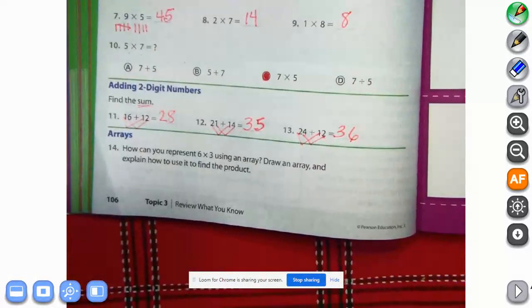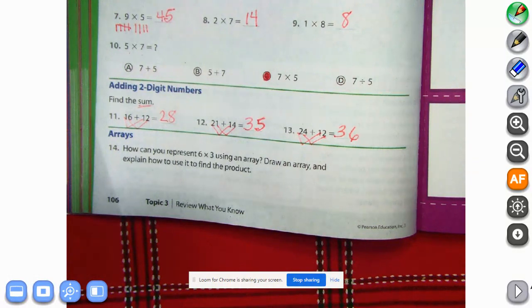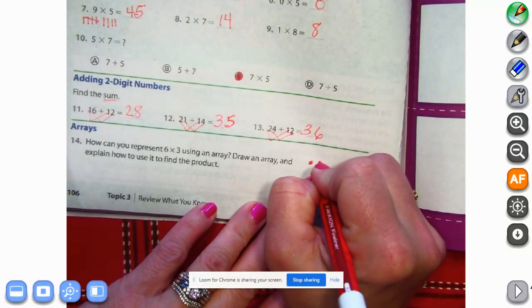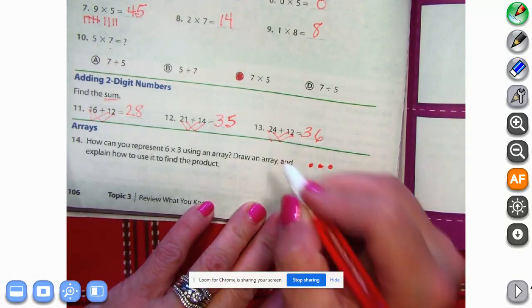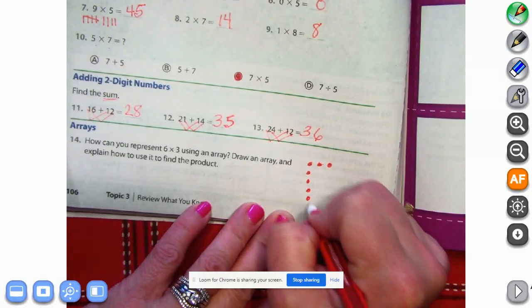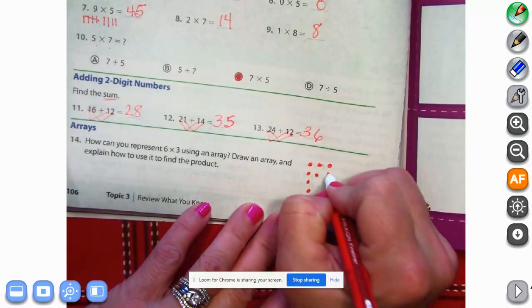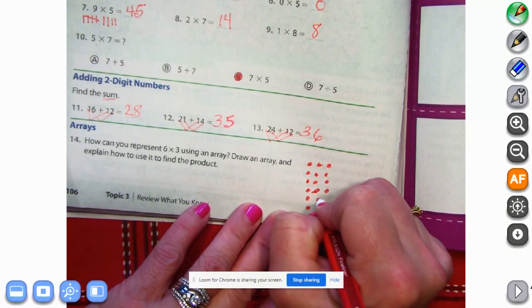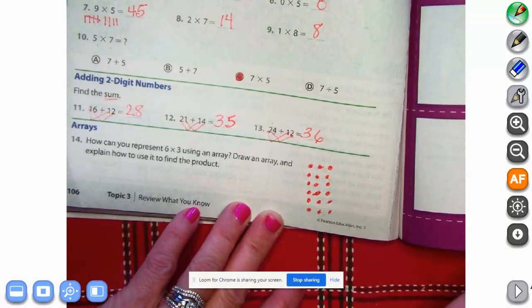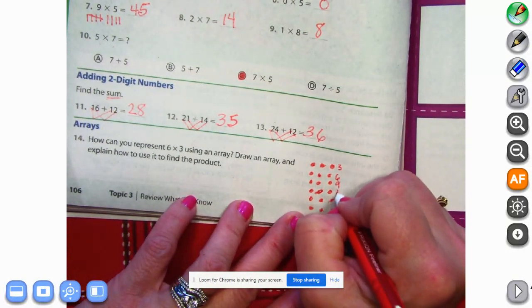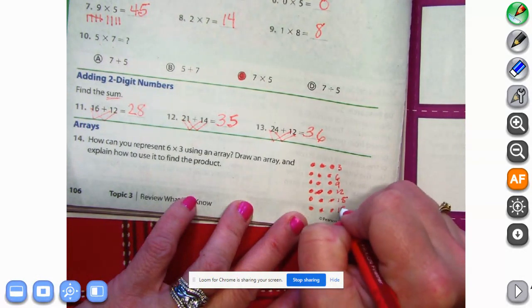How can you represent 6 times 3 using an array? Draw an array and explain how to use it to find the product. Okay, so we need to have 3 in the group, and we need to have 6 of those. 1, 2, 3, 4, 5, 6. 1, 2, 3, 1, 2, 3, 1, 2, 3, 1, 2, 3. We have 3, 6, 9, 12, 15, 18.